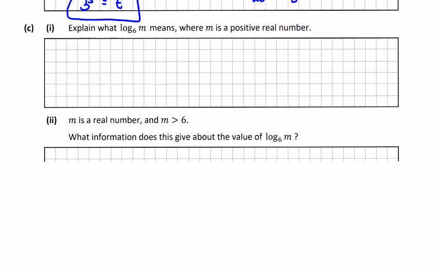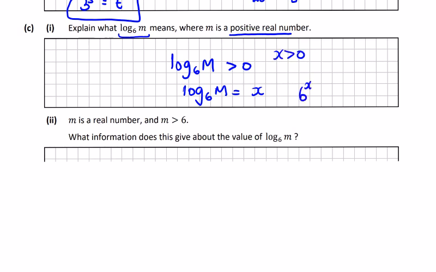C part 1, explain what log m to the base 6 means, where m is a positive real number. Well, if log of m to the base 6 is a positive real number, so it's greater than 0, it means that, well, let's say it's equal to x, just so you can see an equation then. If this is equal to x and x is greater than 0, it means that 6 to the power of x is greater than 1. Therefore, x has to be greater than 1. And what does it tell us about this log?